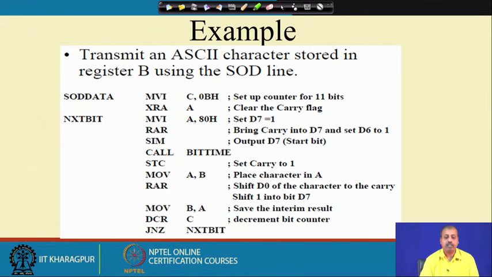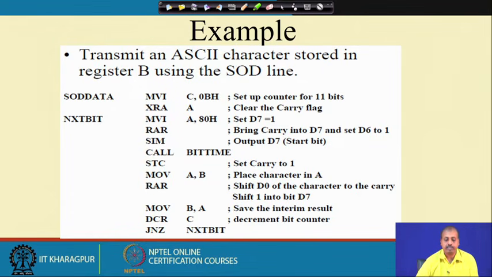This is an example to transmit an ASCII character stored in register B using the SOD line. First we set up how many bits we want to transfer. There are 8 bits of ASCII data, plus we will be transmitting one start bit and 2 stop bits, so a total of 11 bits. In the C register we note down the counter for 11 bits: MVI C, 11.